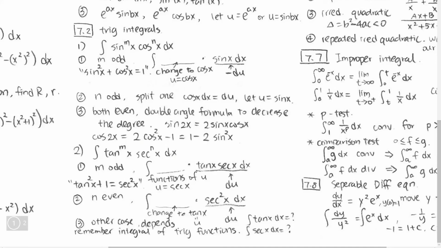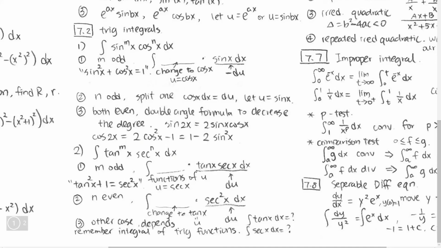Because then you let u be sine, your du, your tail, is going to be cosine x dx. If both of them are even, so sine to the even power and cosine to the even power, we use the double angle formula to decrease the degree and double the angle.